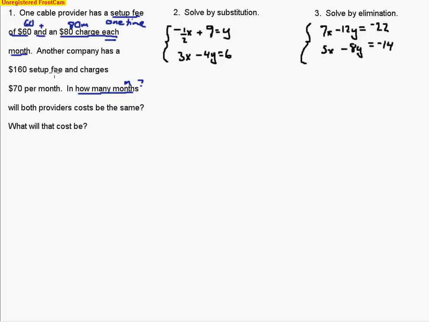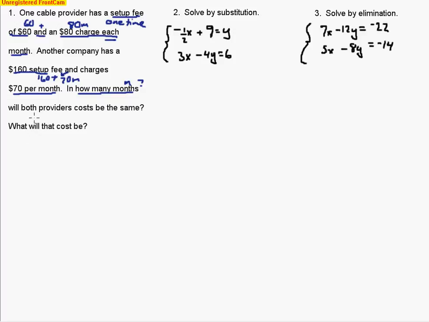Looking at the next one, another company charges a setup fee of $160. So that's a one-time fee, remember? So it's $160 plus, and they charge $70 per month, so 70m. Those are the two different expressions for each company, so let's write them out.